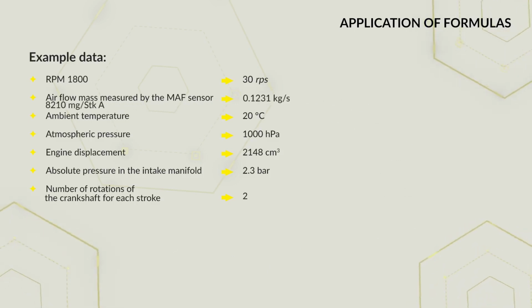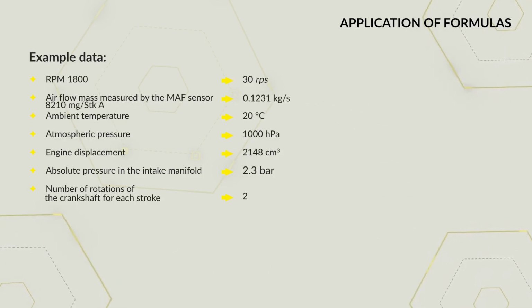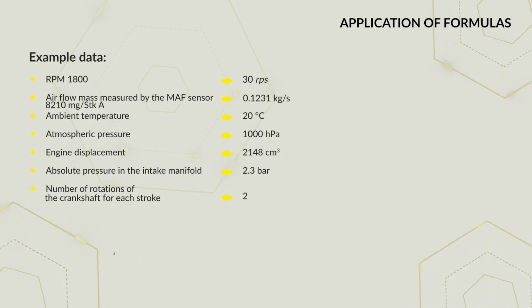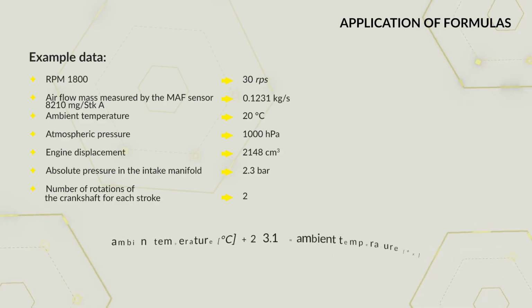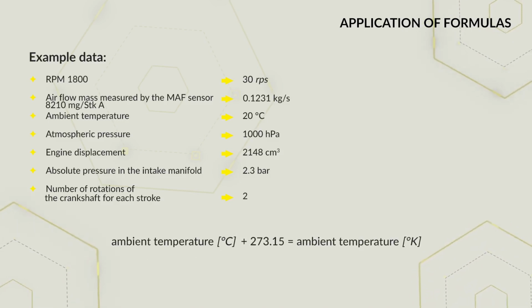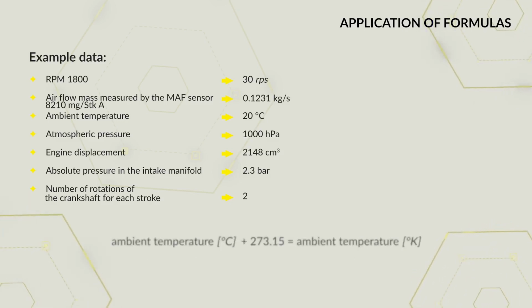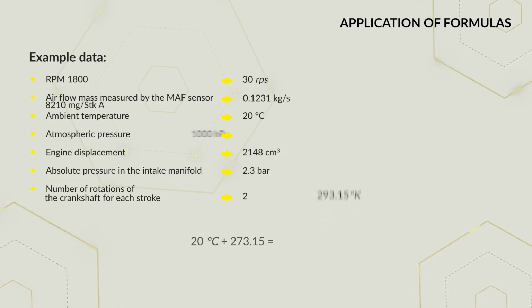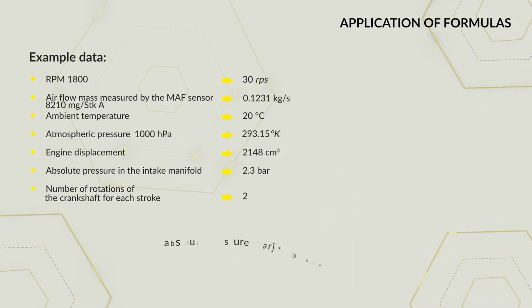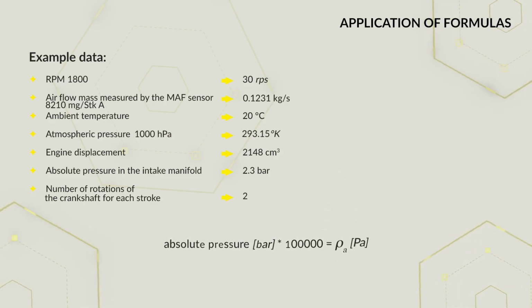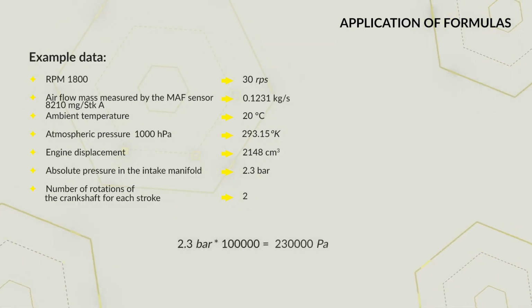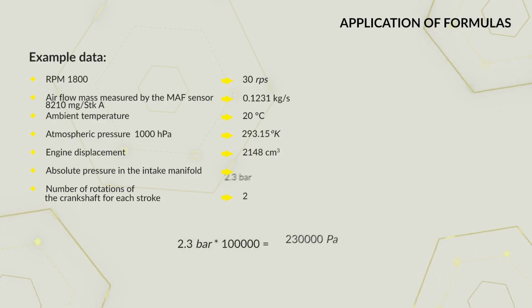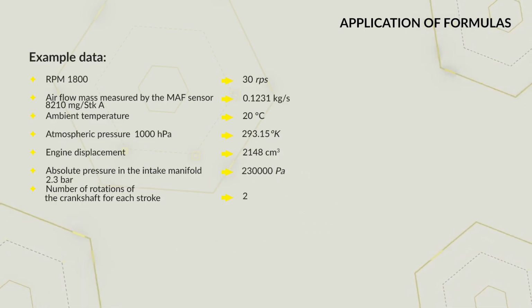Let's continue our conversions by looking at the temperature and pressure data. To convert the degrees centigrade into degrees Kelvin, we just need to add the value 273.15 to the degrees Celsius. To convert the pressure bars into pascals, multiply the value 100,000 by the absolute pressure. We obtain the value 230,000 pascals. Finally, we convert the engine displacement from cubic centimeters to cubic meters.